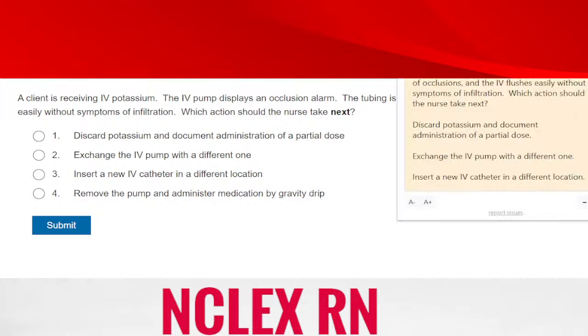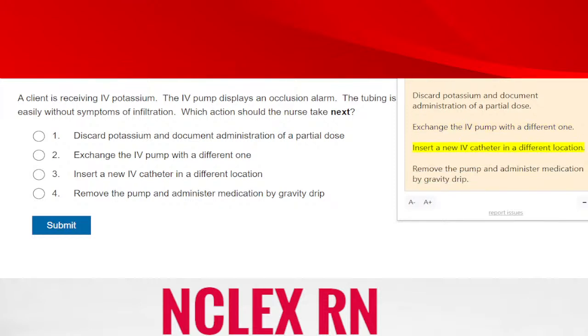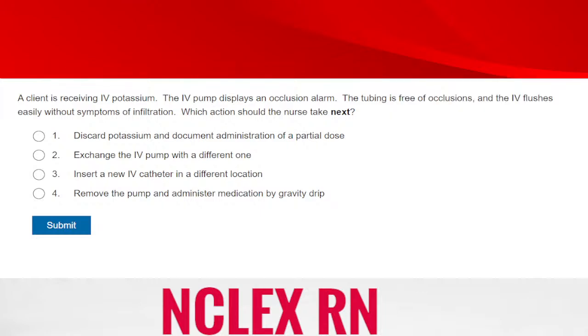A client is receiving IV potassium. The IV pump displays an occlusion alarm. The tubing is free of occlusions, and the IV flushes easily without symptoms of infiltration. Which action should the nurse take next? Discard potassium and document administration of a partial dose. Exchange the IV pump with a different one. Insert a new IV catheter in a different location. Remove the pump and administer medication by gravity drip.